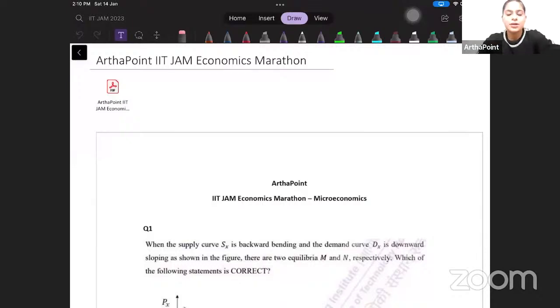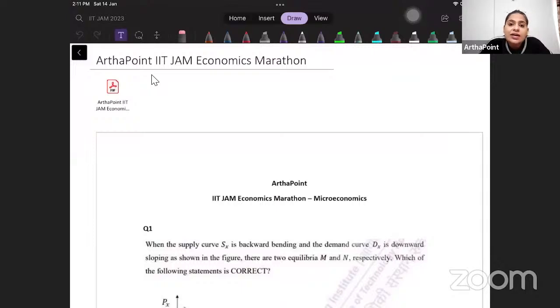Hi, good afternoon, everyone. The aim of this lecture is basically to go ahead and start solving the past year questions of IIT. In particular, we will be looking at IIT JAM Microeconomics 2022. Also, wherever required, I will be taking you through the concepts of this exam and what kind of questions usually come in microeconomics through this syllabus.